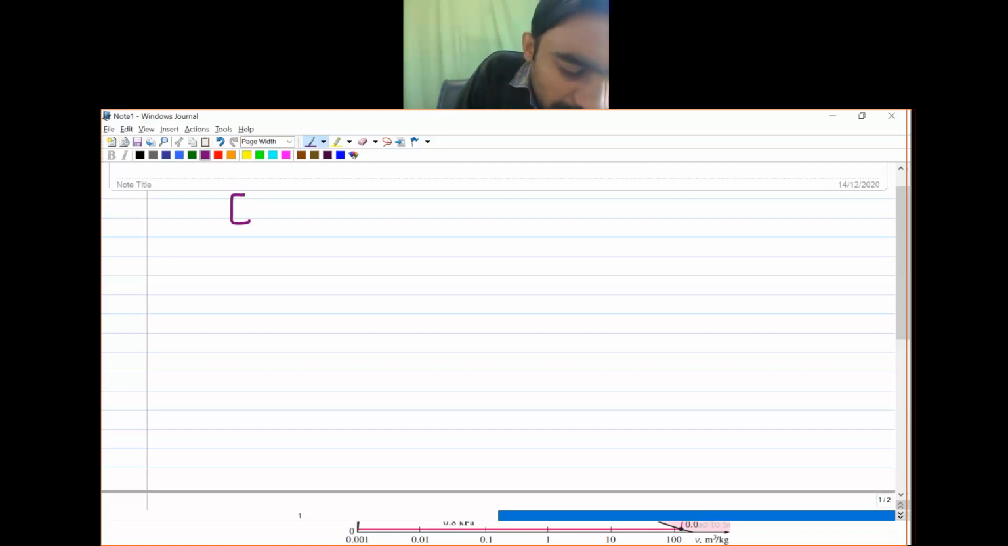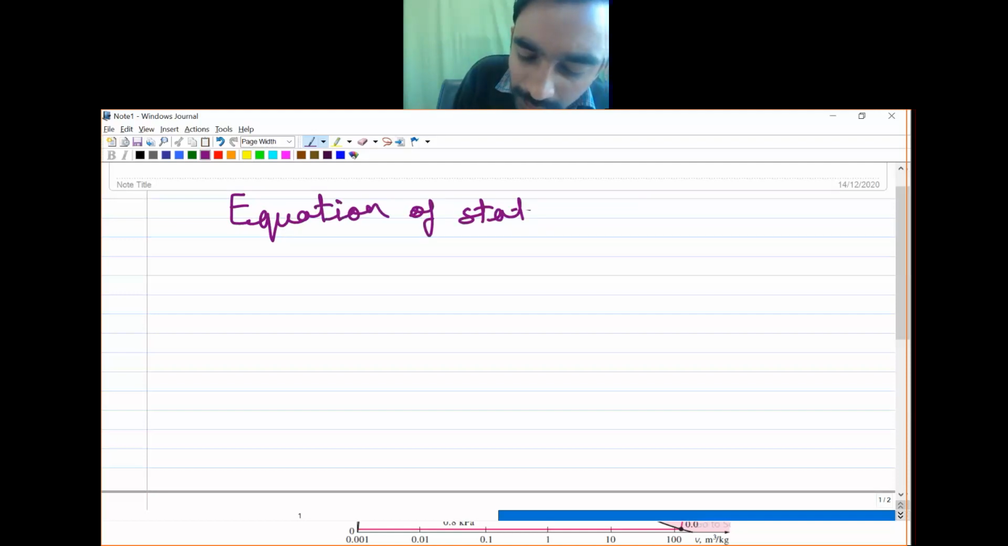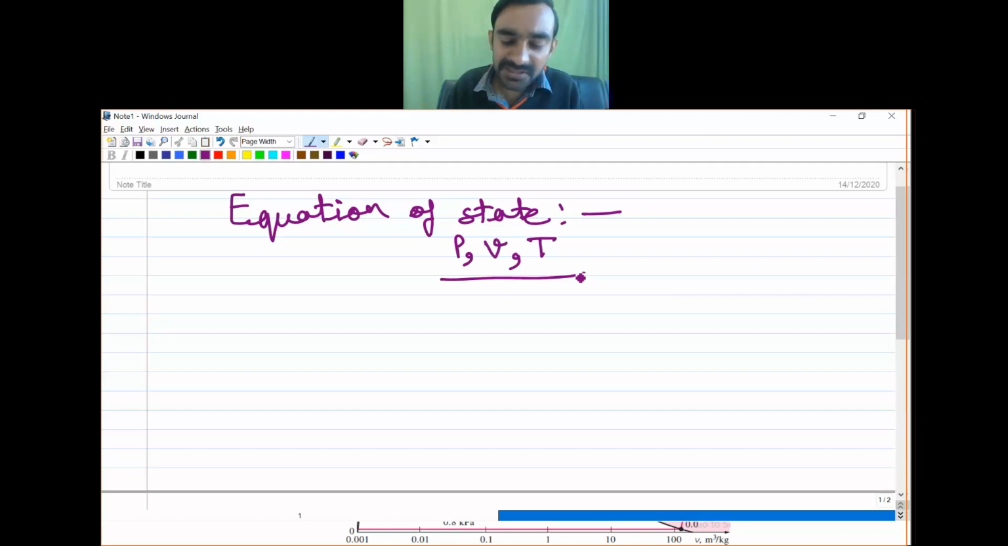We know that if we have any equation which relates our primary fundamental measurable quantities such as pressure, specific volume and temperature, so any equation which gives the relationship between these three fundamental measurable properties, we call that equation nothing but an equation of state.